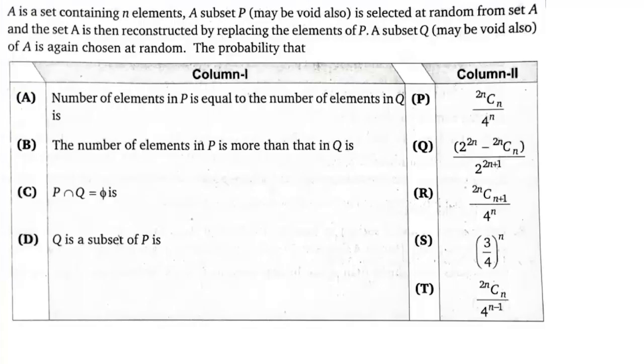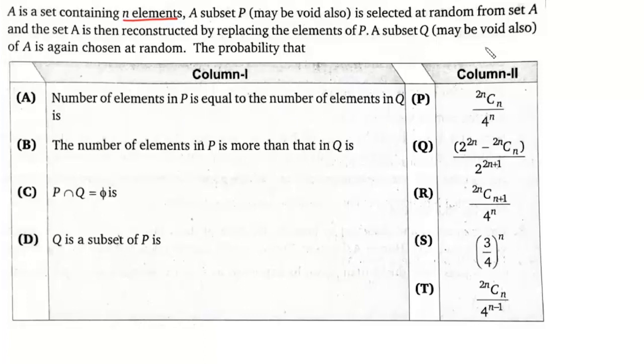Now here the question is, A is a set containing n elements. A subset P is selected at random from set A, and set A is then reconstructed by replacing the elements. A subset Q is also chosen, may be void also. The probability that the number of elements in P is equal to the number of elements in Q.